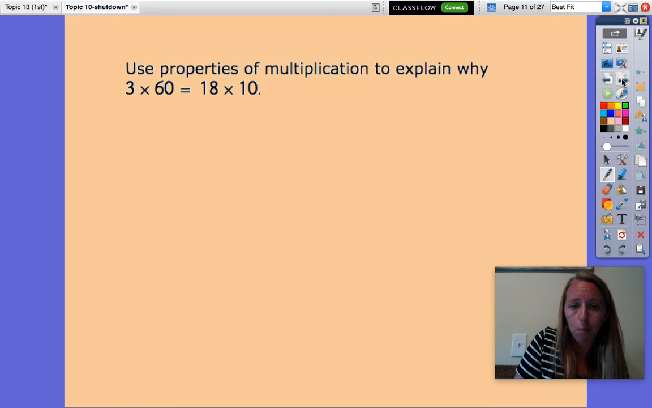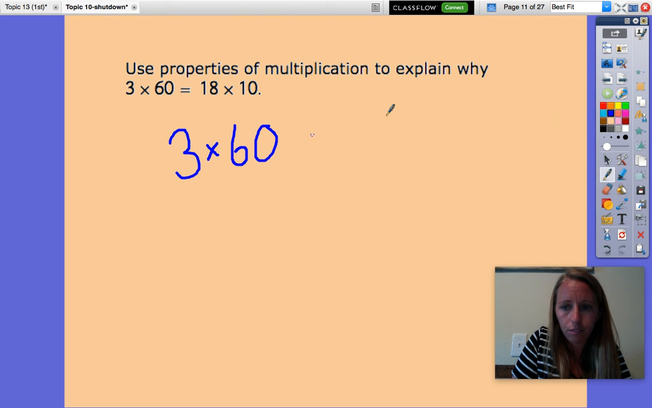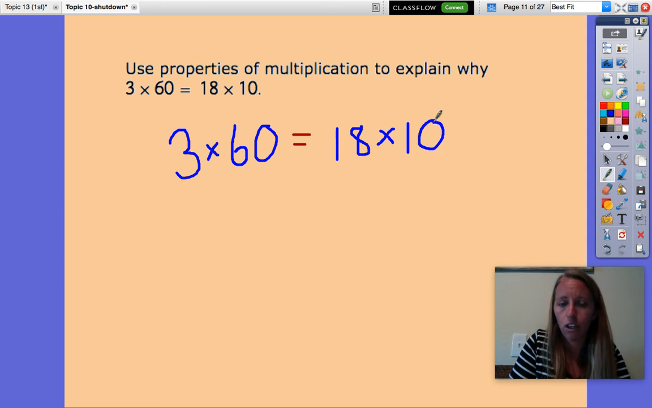So it says use properties of multiplication to explain why 3 times 60 is the same as 18 times 10. I'm going to rewrite this a little bit bigger so it's easier to see. So we have 3 times 60 is equal to 18 times 10. Okay, so we are going to use a strategy to prove that those are equal. Those are the same, right?